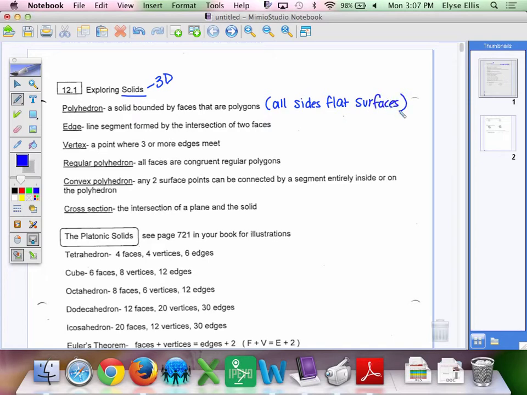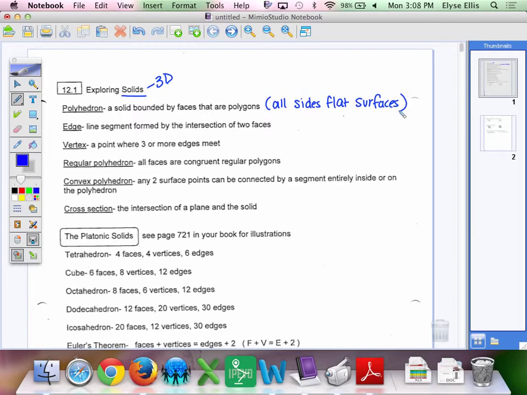Okay, so your polygons have straight sides, no curves, and they're all flat. An edge is the line segment formed by the intersection of two faces. Face being a side. So if you were thinking of maybe a dice where the side with the 1 on it and the side with the 2 meet, that forms that edge. It's exactly what you would think of.